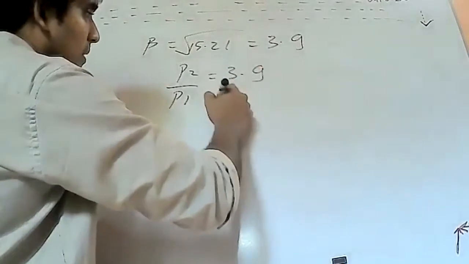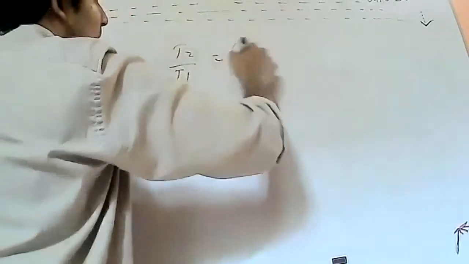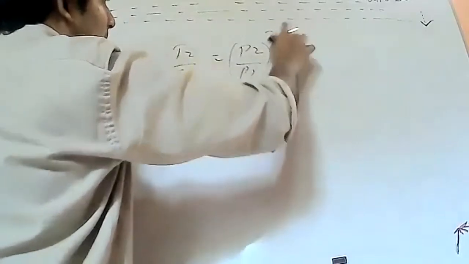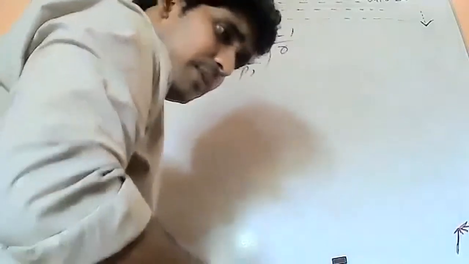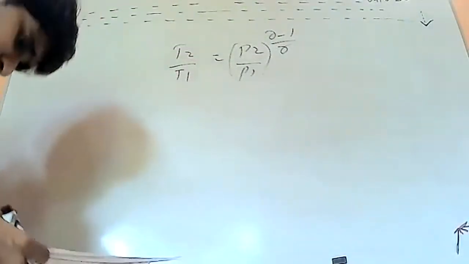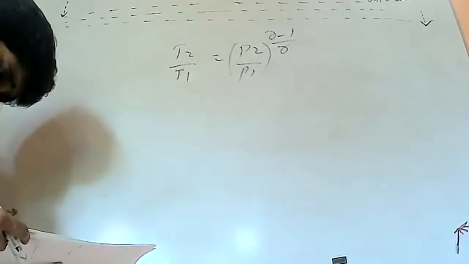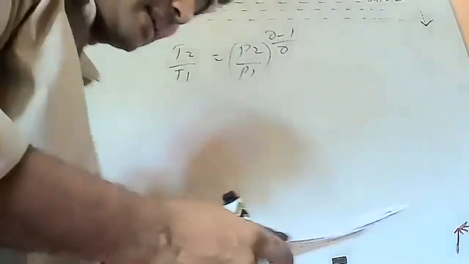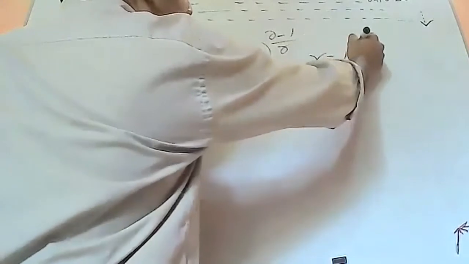You know T2 over T1 equals P2 over P1 to the power gamma minus 1 over gamma. What is gamma? Gamma is that adiabatic constant. So in this problem, gamma is mentioned as how much? Yeah, the ratio of specific heat capacity, that is gamma, right? 1.39. So gamma is 1.39.